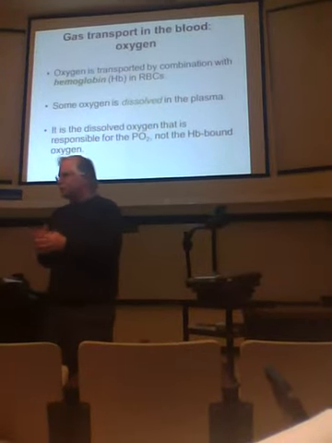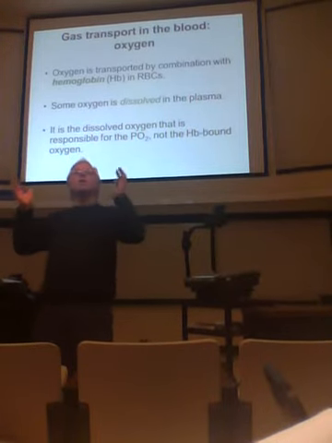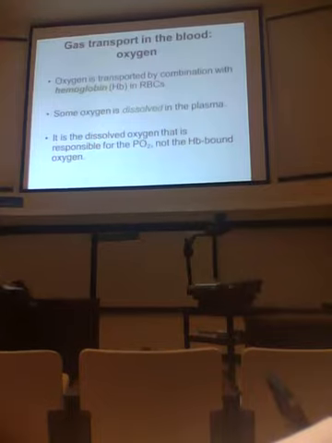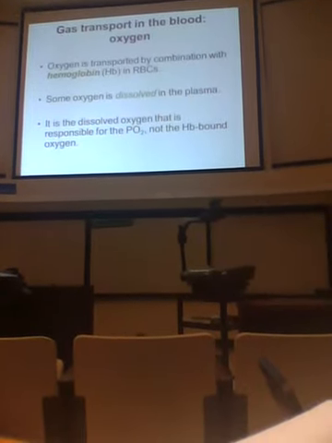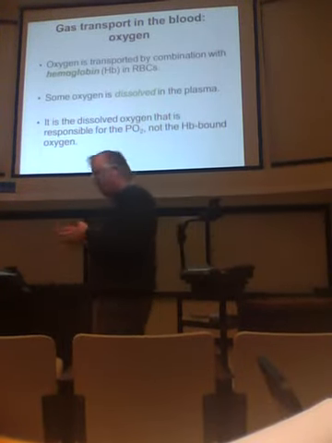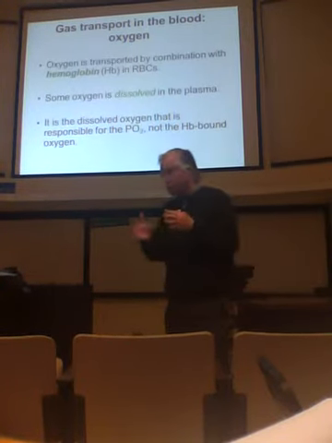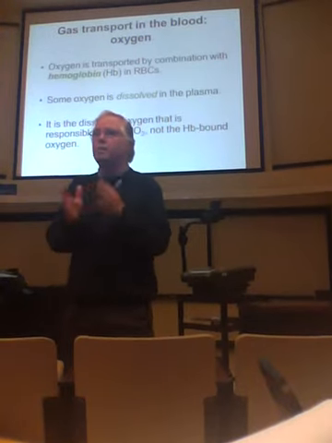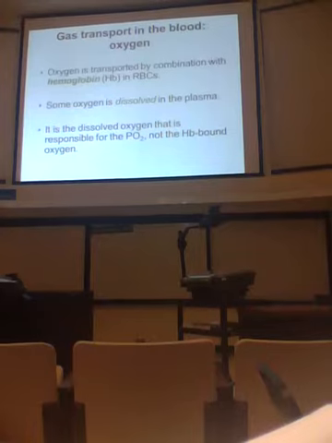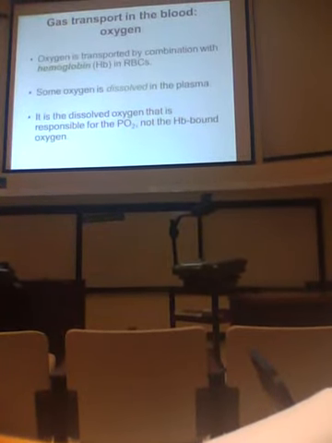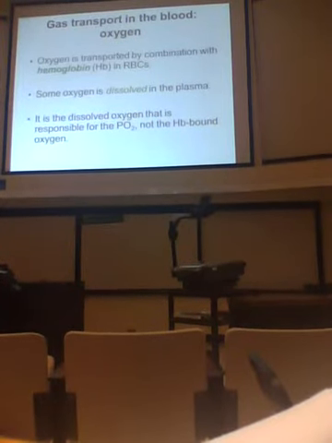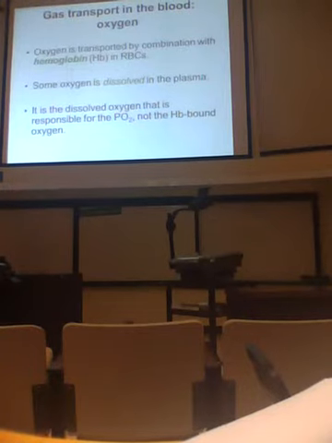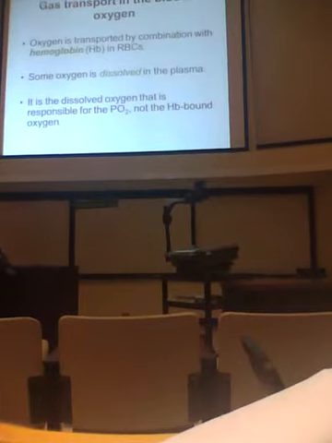When we talk about the partial pressure of oxygen in the blood, what we're talking about is the dissolved oxygen, not the hemoglobin oxygen. That doesn't sound right, because when you think about oxygen transport in the blood, oh yeah, it combines with hemoglobin, transported around, that's the end of the story. But in fact, although most of the oxygen is in the hemoglobin, it's also dissolved in the plasma. And it's the stuff that's dissolved in the plasma that we're talking about when we talk about the partial pressure of oxygen in the blood. So that's what it says here. It is the dissolved oxygen that is responsible for PO2, not the hemoglobin-bound oxygen. So when I'm talking about PO2 in the blood, I'm talking about dissolved oxygen, not hemoglobin-bound oxygen. Any questions?